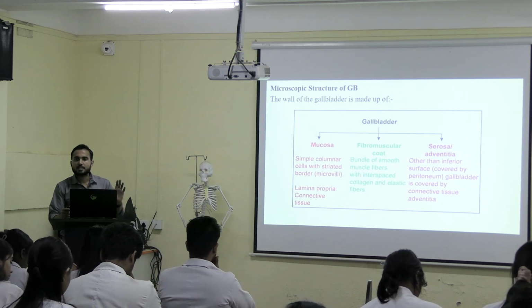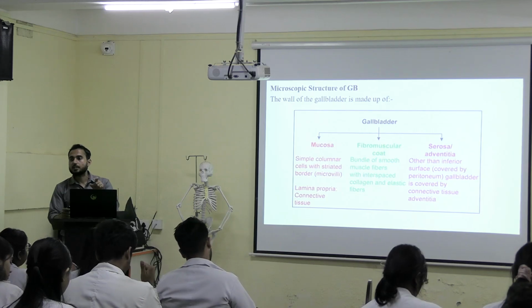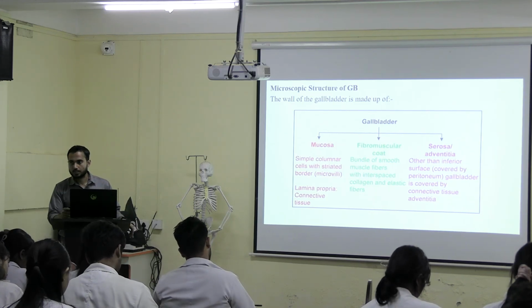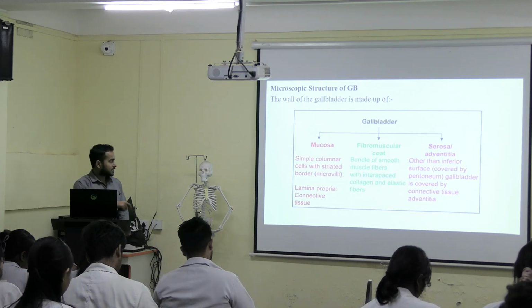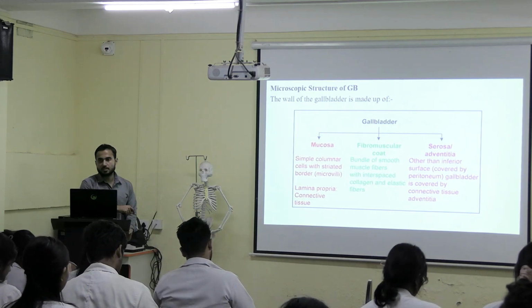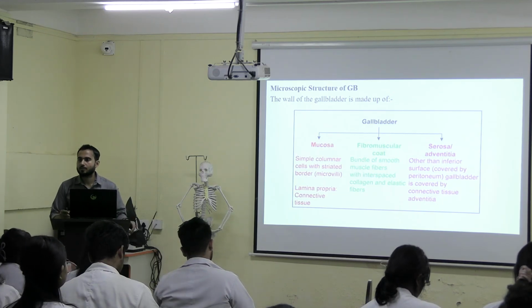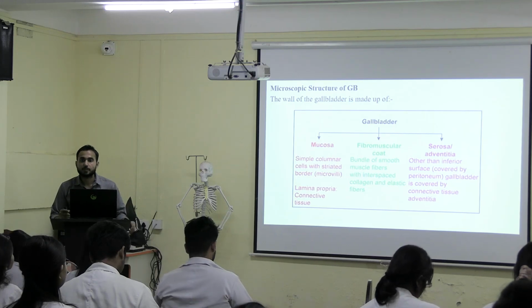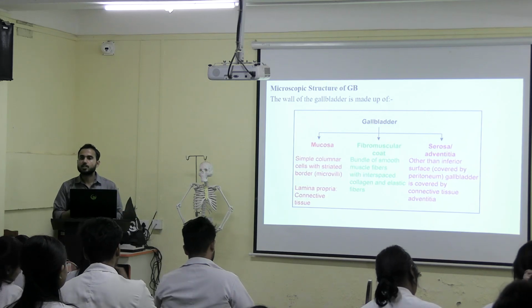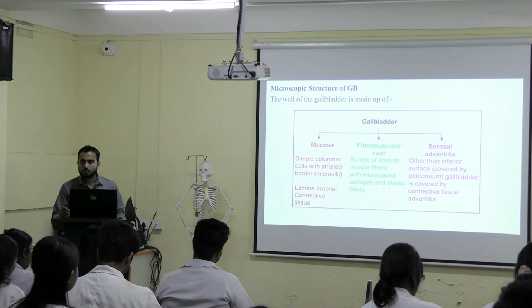So as I said, some similarities are there. If you remember the lining epithelium of the small intestine, just see, similarities are there. Next, lamina propria. What is the difference here? In the lamina propria of the small intestine, we have seen that some lymphoid follicles are there. For example, in the ileum, Peyer's patches are present. But here the lymphoid tissue is totally absent in the lamina propria.